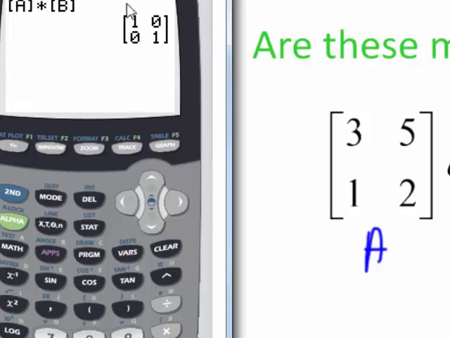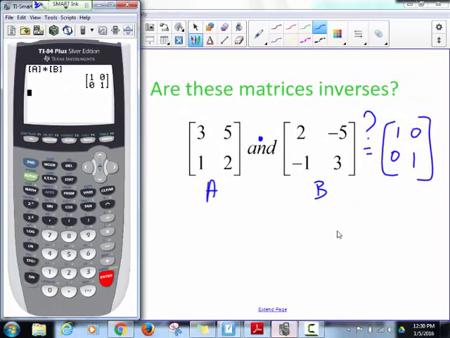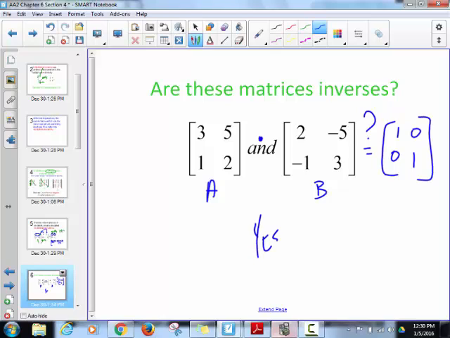There we go. I got the identity, so that works. Yes, these would be inverses. So I would say yes. And I could do it the long way by hand, but hey, we got our calculators. Let's use our calculators. Let's learn how to use those bad boys.